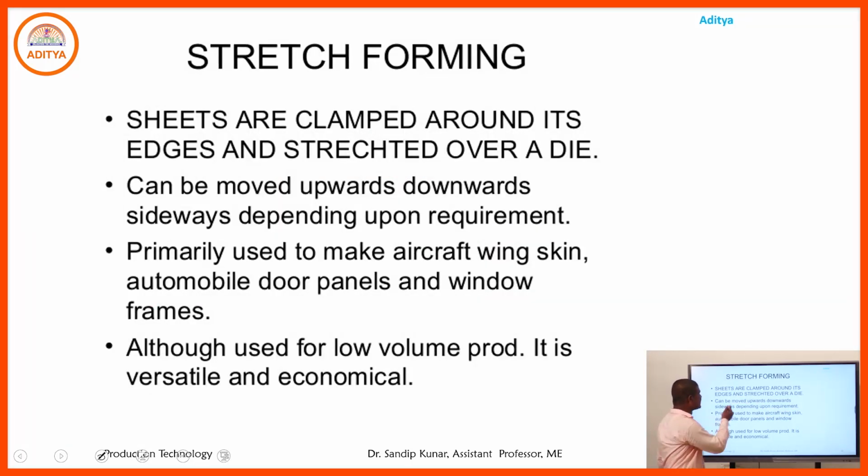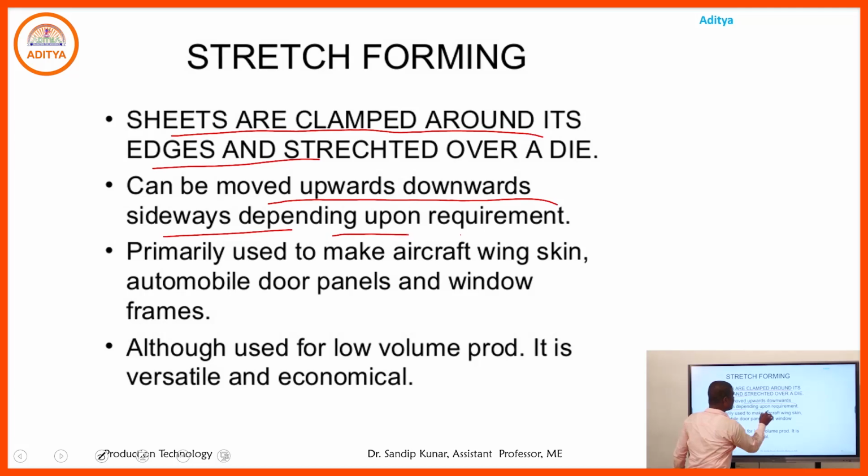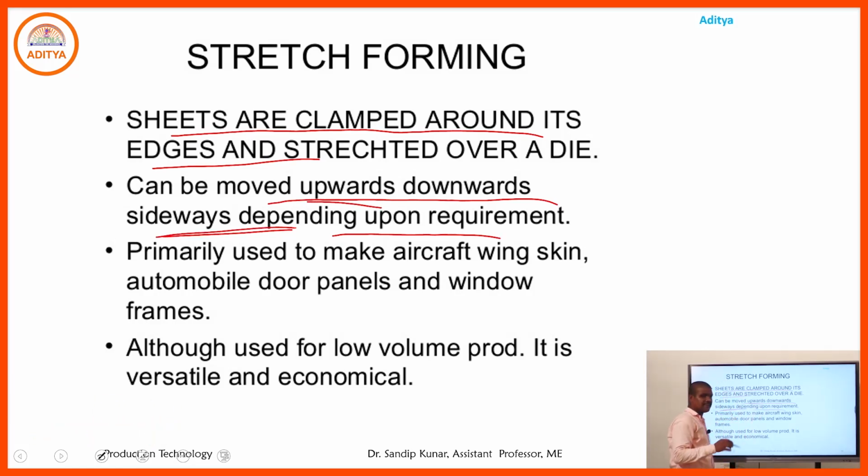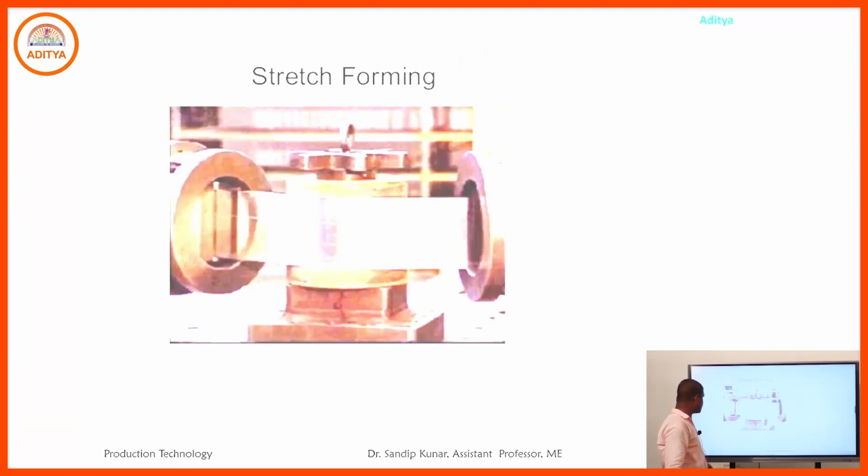Stretch forming. In this case sheets are clamped around their edges, and stretching takes place over the die. The sheet can be moved upwards, downwards or sideways, depending upon requirements, by providing tensile force through proper clamping. It is primarily used to make aircraft wing skins, automobile door panels and window frames. Although it is used for low volume production, it is a versatile and economical method.